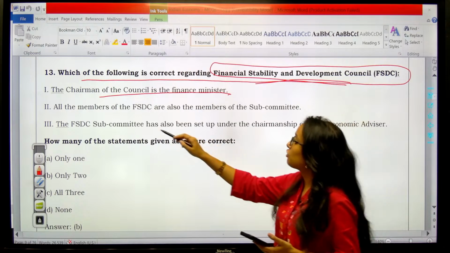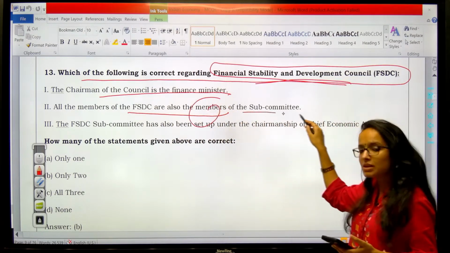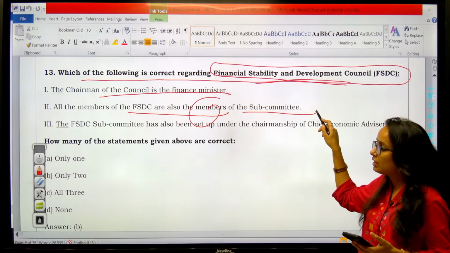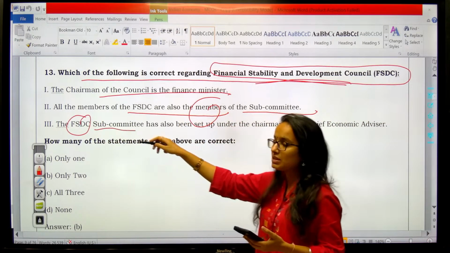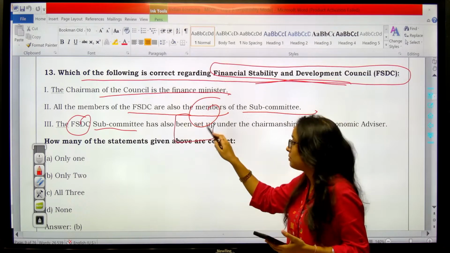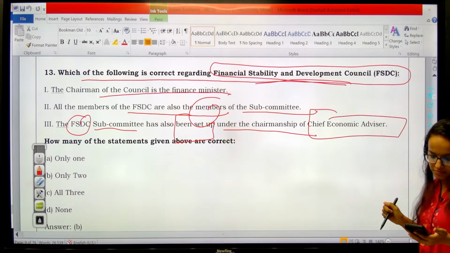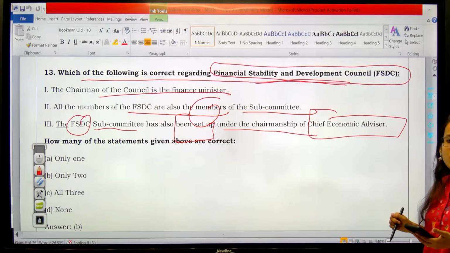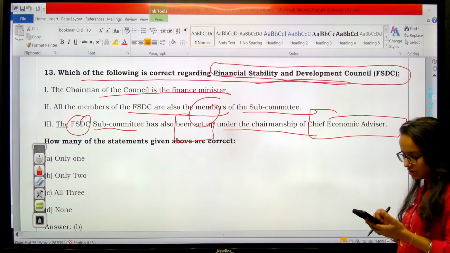Second says that all the members of FSDC are also the members of the subcommittee of FSDC. Okay. Then third says the Financial Stability and Development Council subcommittee has also been set up under the chairmanship of the Chief Economic Advisor. So this is the question. Tell me, question number 13.